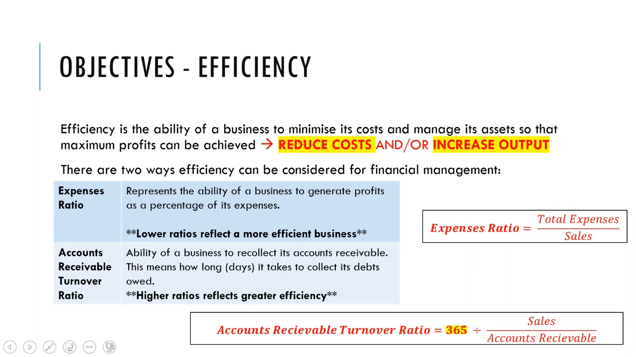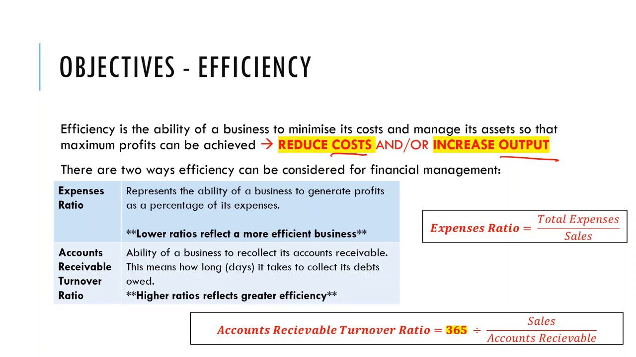Then we have our efficiency, and this is our third objective. And there's two ratios we need to use. Now the first one, well, what this really means is how a business can be more efficient: reduce costs, increase profit. In this case, it's reduce costs, increase output. Essentially, it's to be more profitable. If a business is more profitable, its expenses ratio will improve.